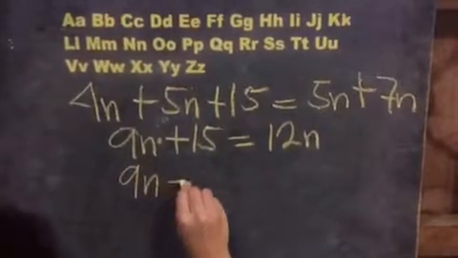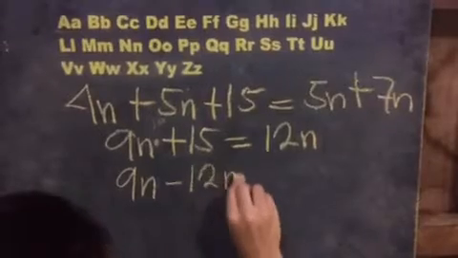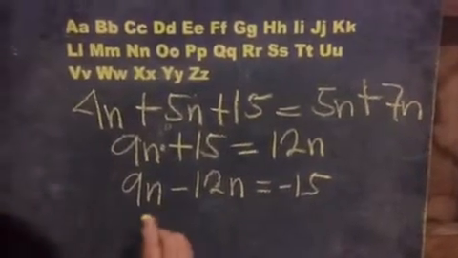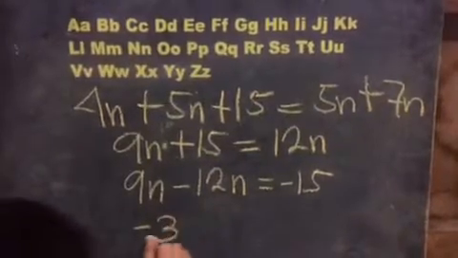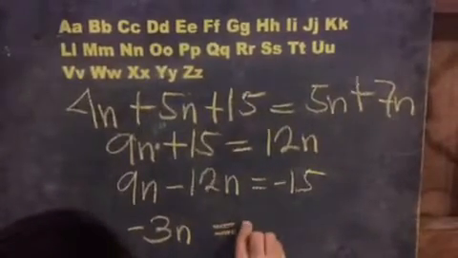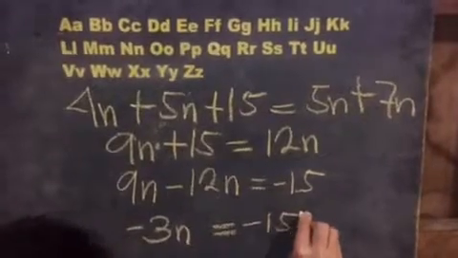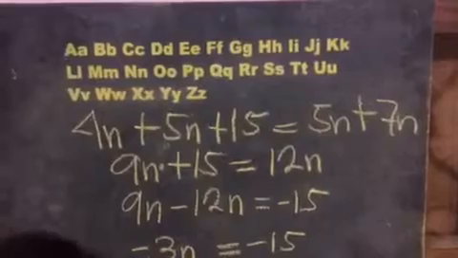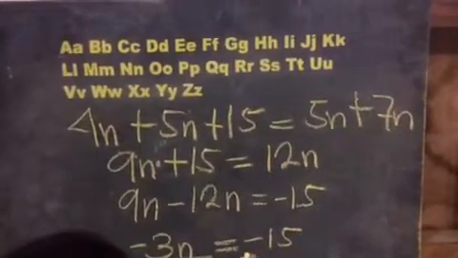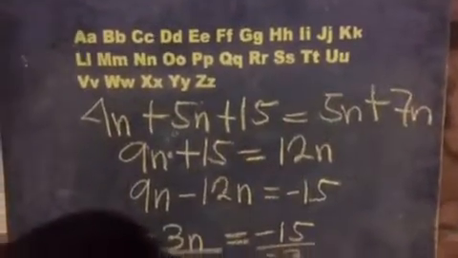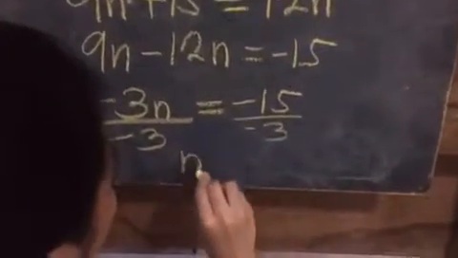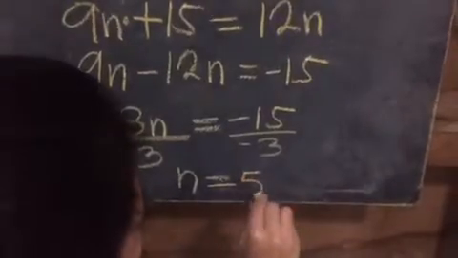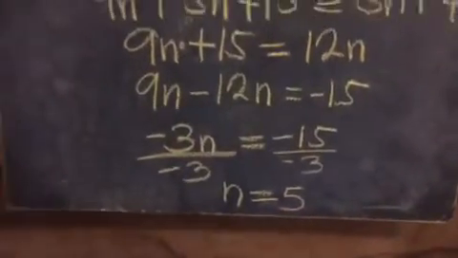So 9n, we will apply the inverse property here. 9n minus 12n is equal to negative 15. So 9n minus 12n is negative 3n, equal to negative 15. In order to get the value of n, we will divide both sides by negative 3. So negative 15 divided by negative 3 will become positive 5.